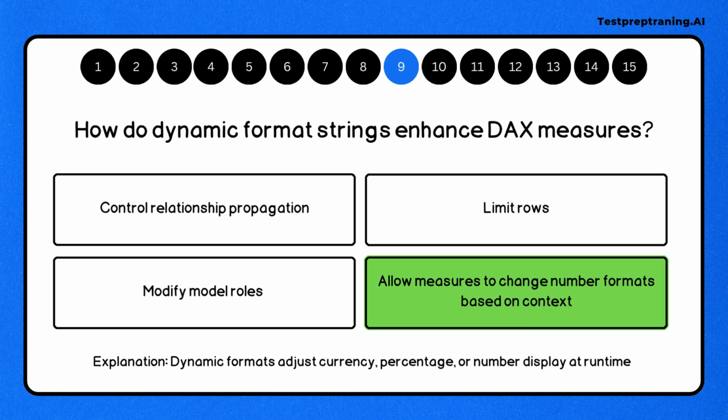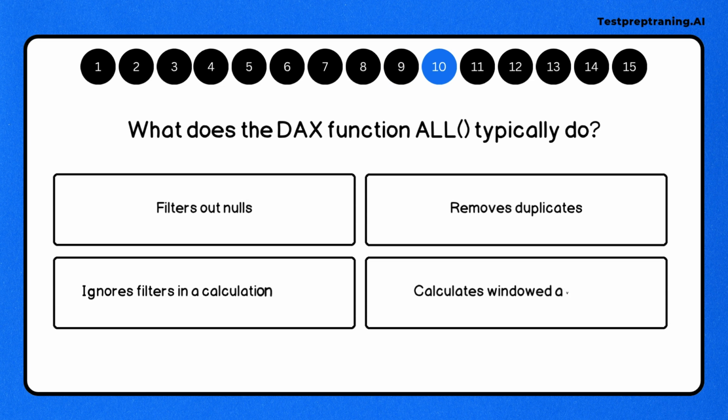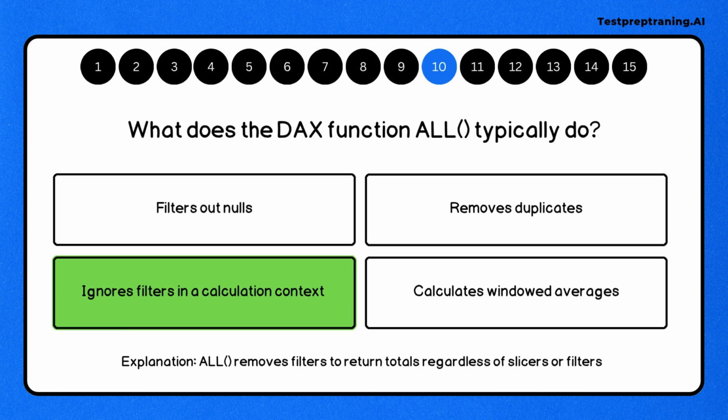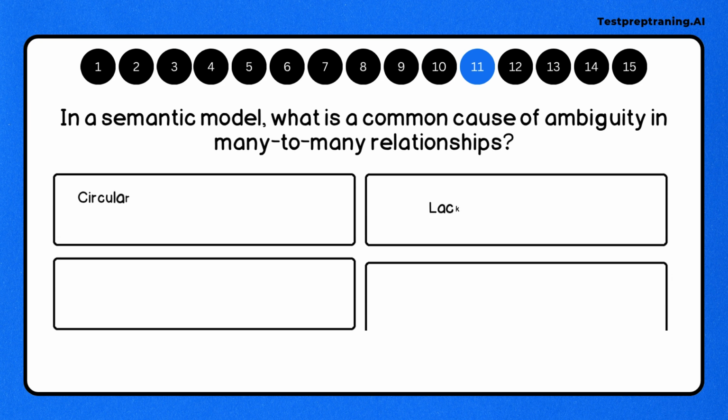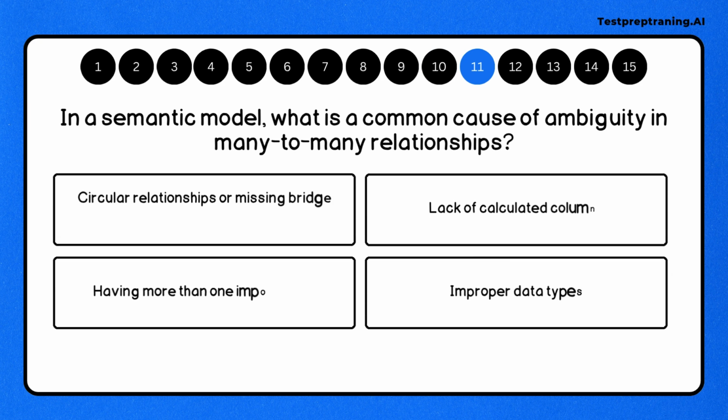Question 10. What does the DAX function ALL typically do? Correct answer is ignores filters in a calculation context, as ALL removes filters to return totals regardless of slicers or filters. Question 11. In a semantic model, what is a common cause of ambiguity in many-to-many relationships?